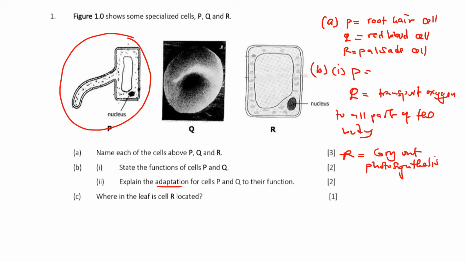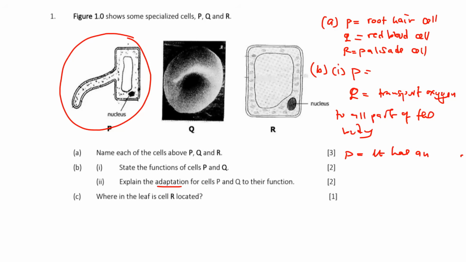For example, P. The function of P is absorption of water and mineral salts. Now, what adaptation does cell P have? So to answer the question here, adaptation of P. P has an elongated outgrowth.